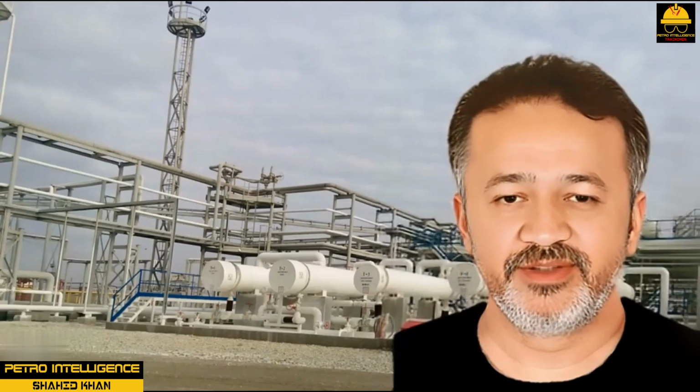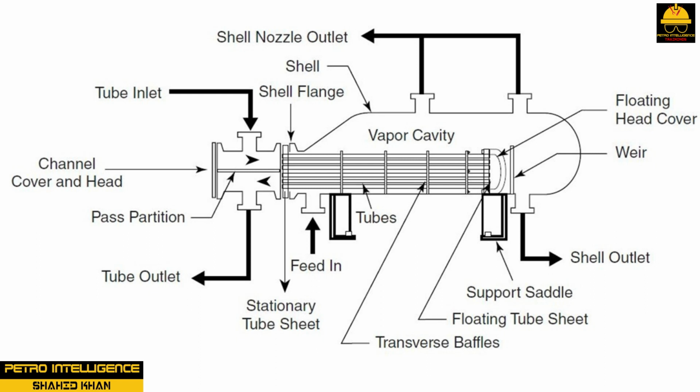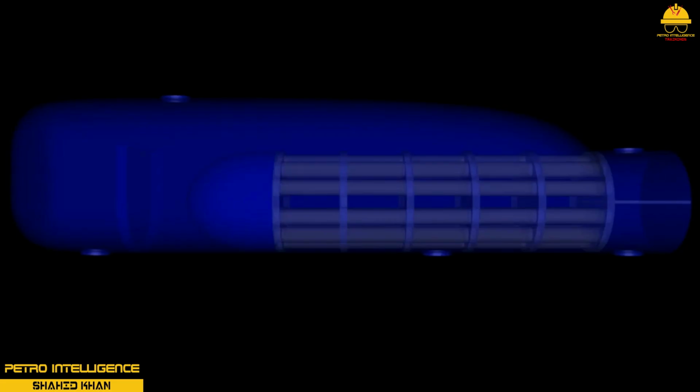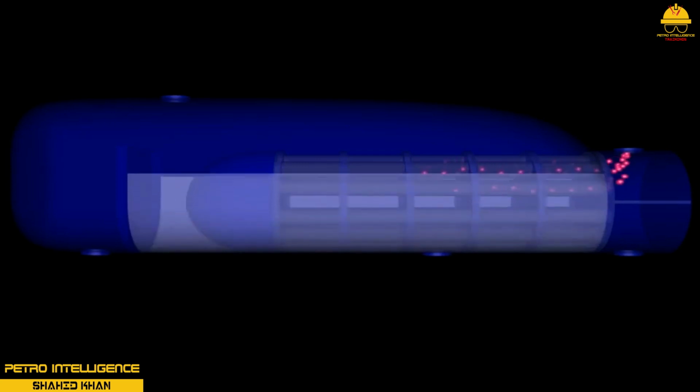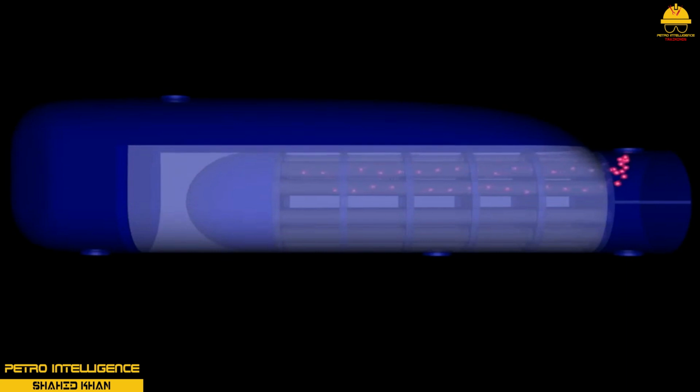Kettle reboiler. Kettle reboilers are shell and tube heat exchangers designed to produce a two-phase, vapor-liquid mixture that can be returned to a distillation column as shown in picture. Kettle reboilers have a removable tube bundle that uses steam or a high-temperature process medium to boil the fluid.